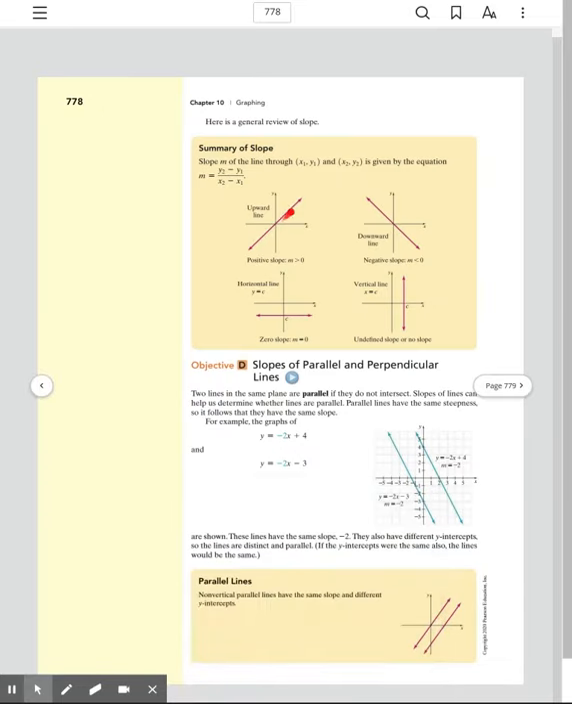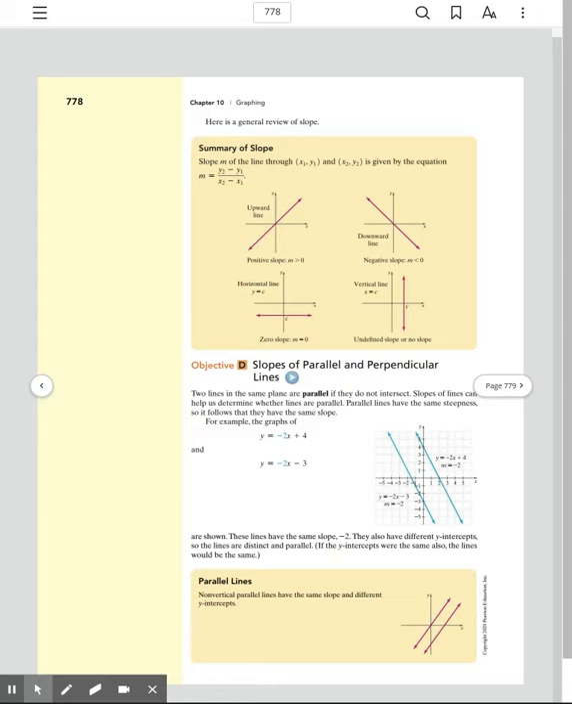If we look here, any slope that goes upward from left to right will have a positive slope, meaning m is greater than 0, a positive number. If it goes down from left to right, we're going to have a negative slope, m less than 0. If you have a horizontal line, the slope is going to be 0. If you have a vertical line, it's going to be an undefined slope or no slope at all. So that summarizes all of our different slopes and what they mean.